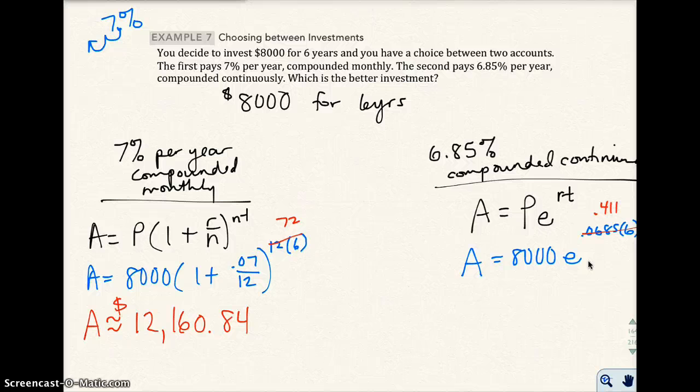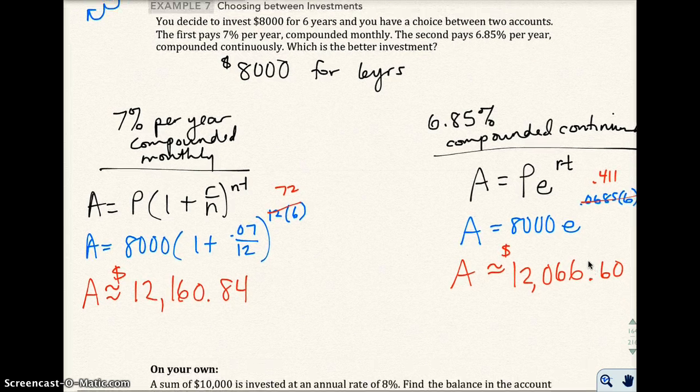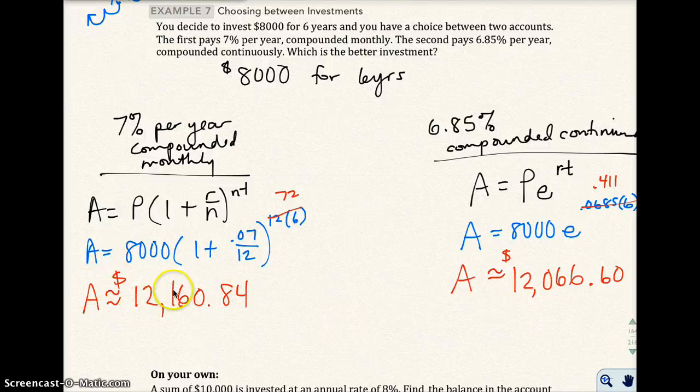Okay. So now the accumulated amount is going to equal 8,000 times e to the 0.411. Again, use your calculator and figure out how to type it in your calculator. I get $12,066.60. So if you had a choice between those two accounts, after 6 years, it looks like this account can make a little bit more, almost $100 more than this account here.